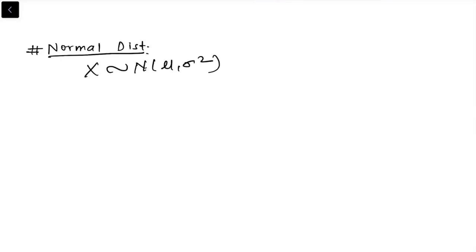In this lesson, we are going to learn normal distribution, and we'll also look at its special case, that is standard normal. So the notation is x follows normal mu and sigma square. So this is the mean and this is variance.